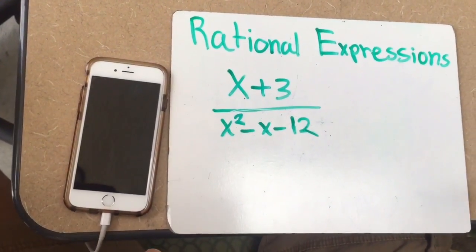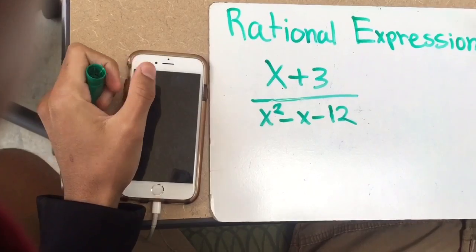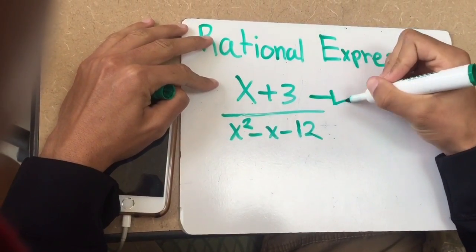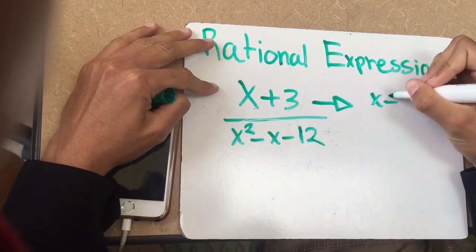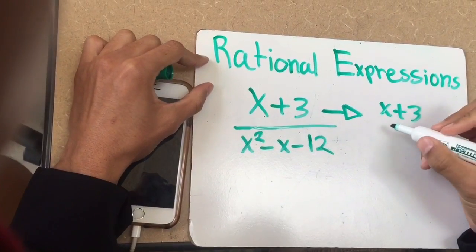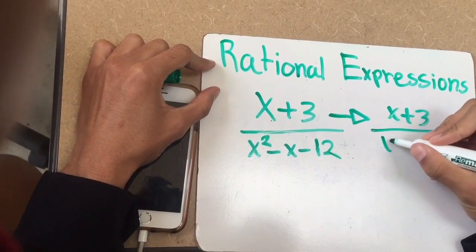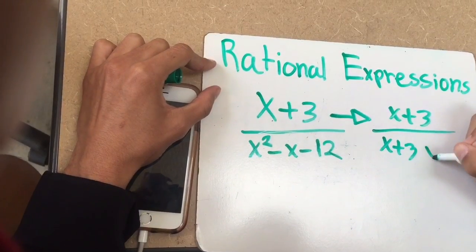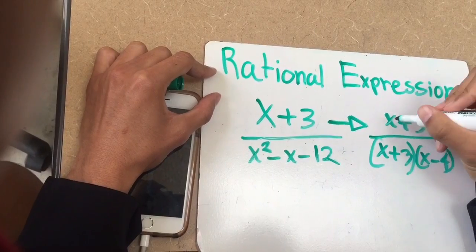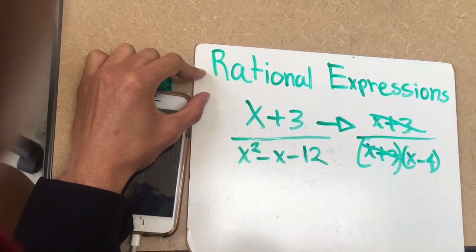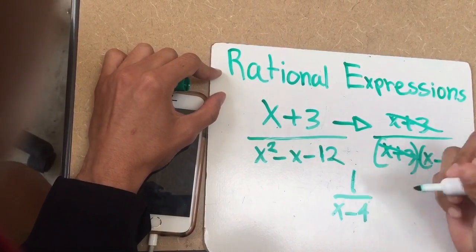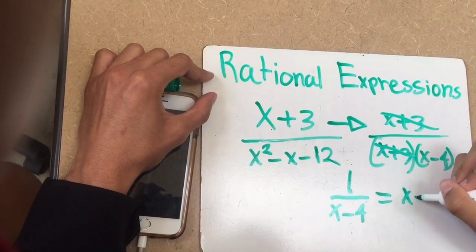Alright, to answer this rational expression, you need to factor out this equation. Since the top part, you can't really factor it, so you just move it over. And for the bottom part, you can factor it out, and it will be x plus 3 and x minus 4. And from here, you can cancel out x plus 3 and x plus 3, and your answer will be 1 over x minus 4.